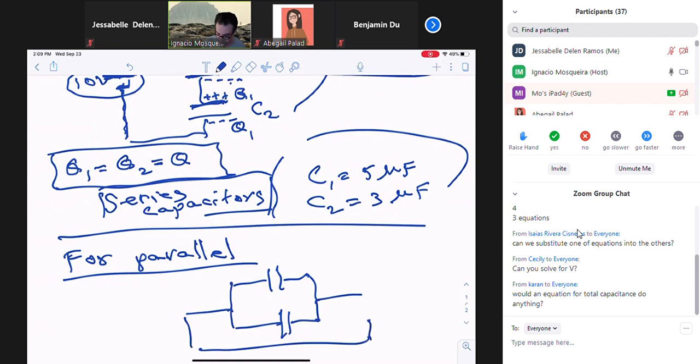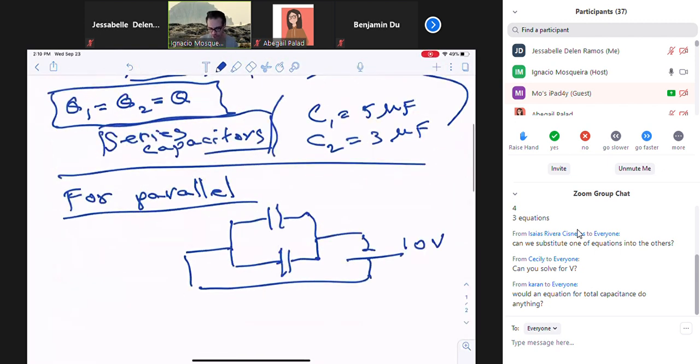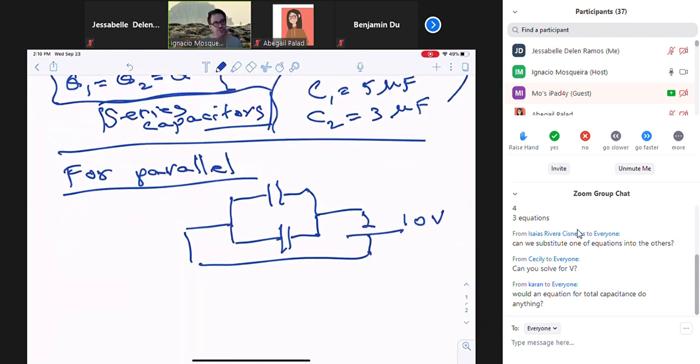And here I put a battery. And the battery I'm going to make 10 volts. So what is the same when these two capacitors are now in parallel? Okay? And the question is, what is the same in parallel? So what's before in series is the charges on both capacitors must be the same.